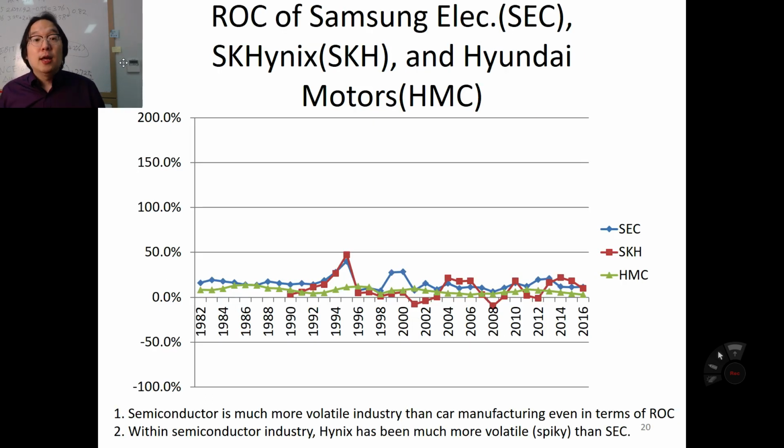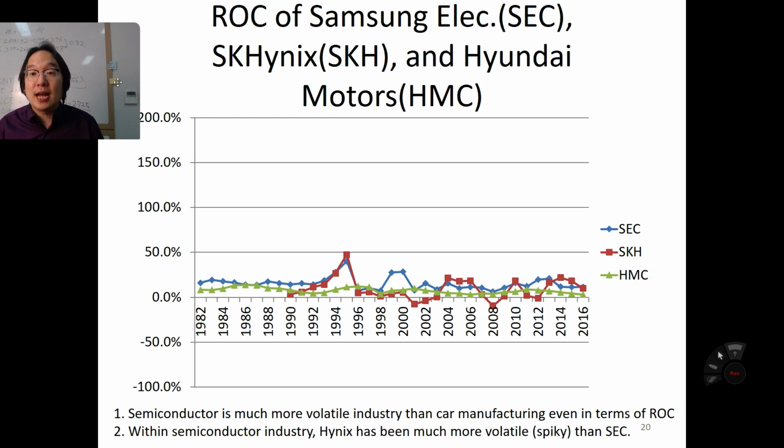All right. Now, ROC of Samsung Electronics and Hynix and Hyundai Motors are shown over here. They are hovering around the 20% range, up and down. Semiconductor is a much more volatile industry than car manufacturing, even in terms of ROC. Within the semiconductor industry, Hynix has been much more volatile and spiky. You see the graph. A picture is worth 1,000 words. So, graph, visualize all those things, please.